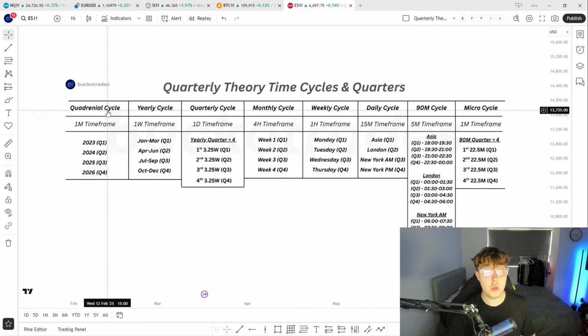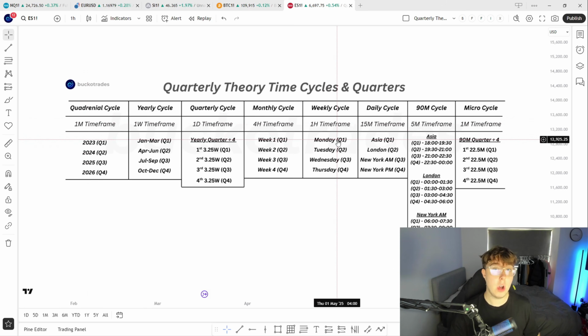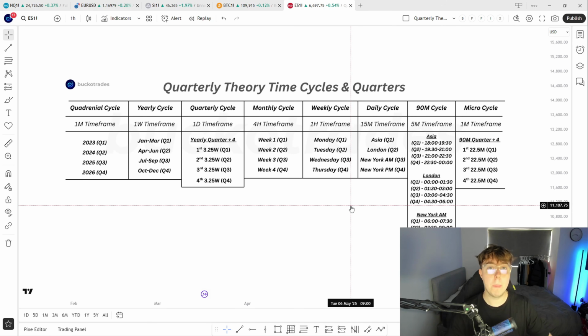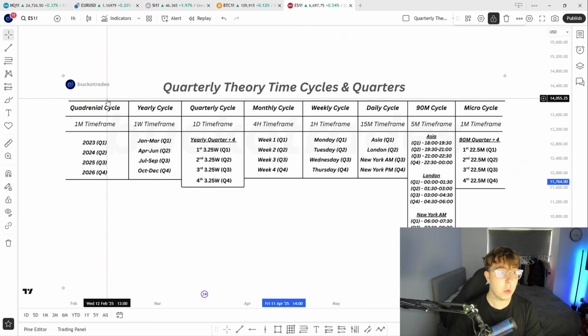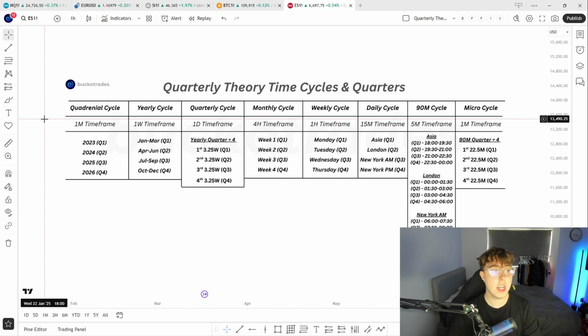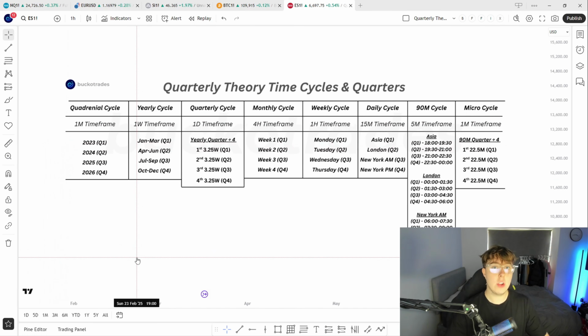Firstly, the quadrennial cycle. This is viewed on the 1 month time frame. Keep in mind, each cycle must be viewed on its correct specific time frame. You can't view, for example, the weekly cycle on the 5-minute chart. It just doesn't work. Each cycle, each quarter should be viewed upon its correct time frame. The quadrennial cycle is essentially each year being 1 quarter. The cycle is comprised of 4 years, and each year is 1 singular quarter.